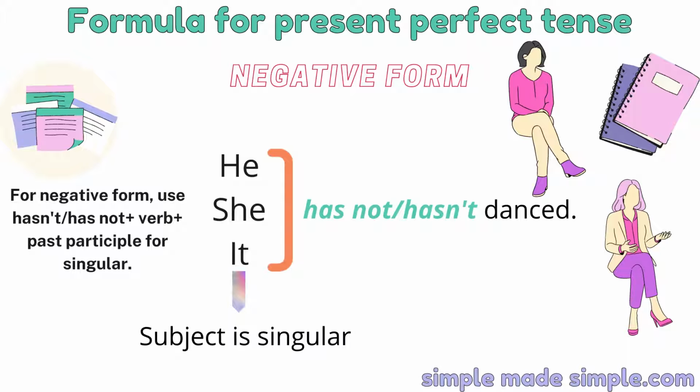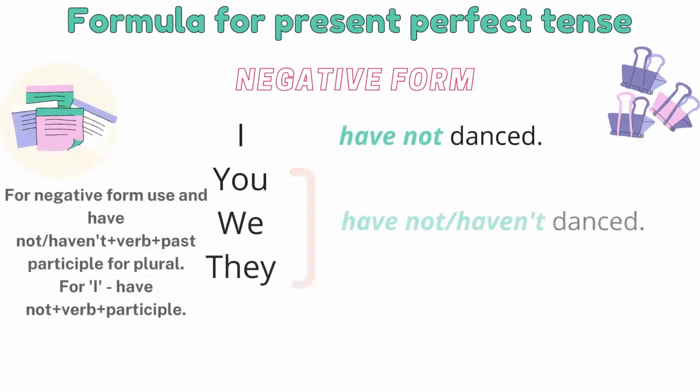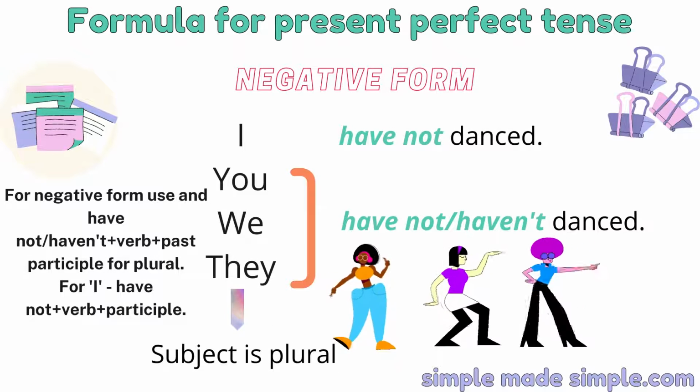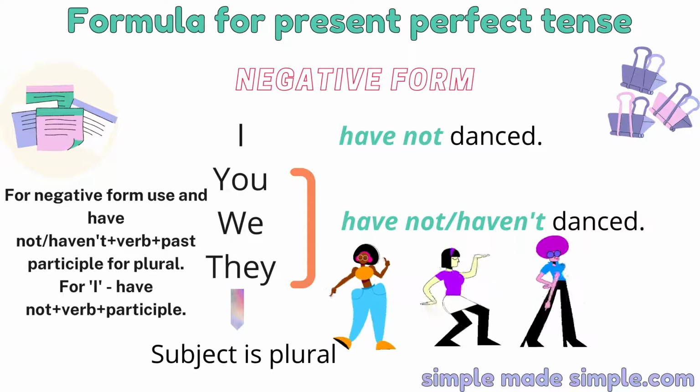Then comes our negative form. If the subject is singular, put has not or hasn't and the past participle of the verb. He has not danced and she has not danced. If the subject is plural, means have not. Have not plus danced. I have not danced, you have not, we have not, and they have not.